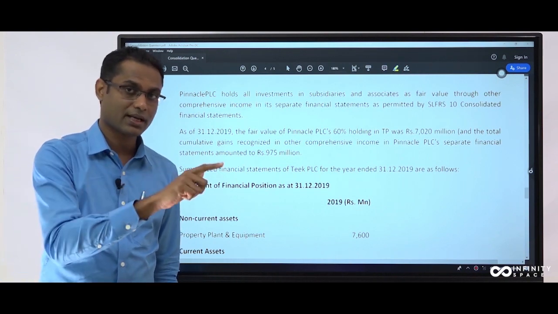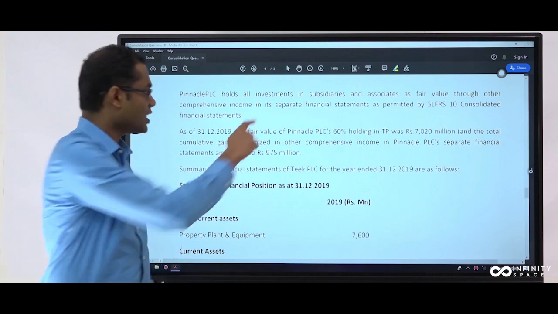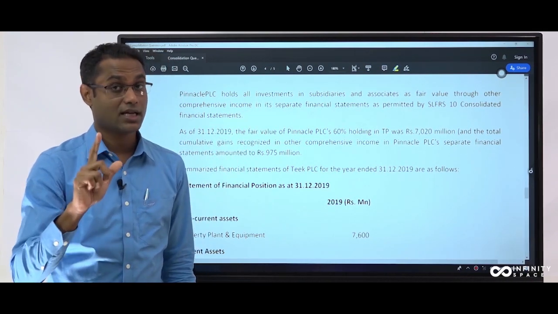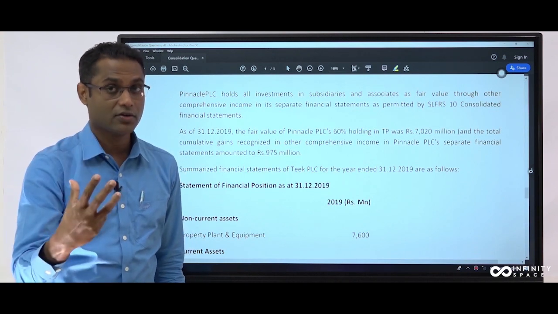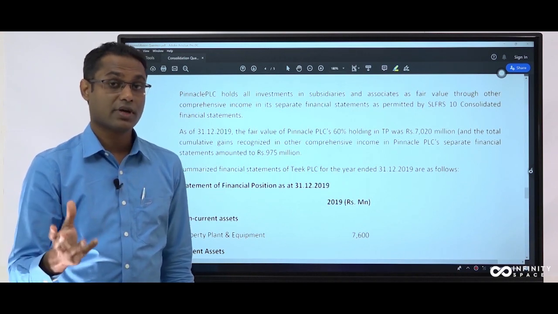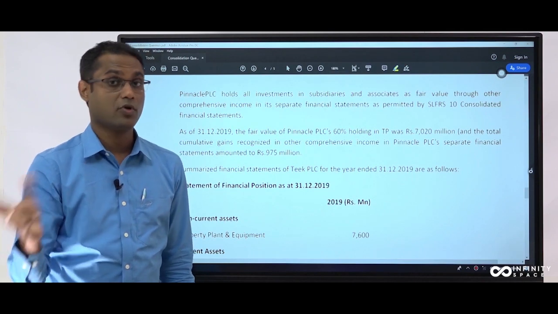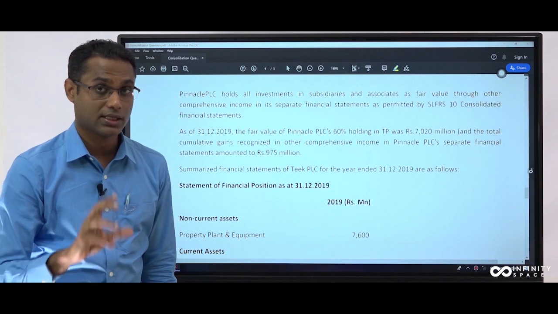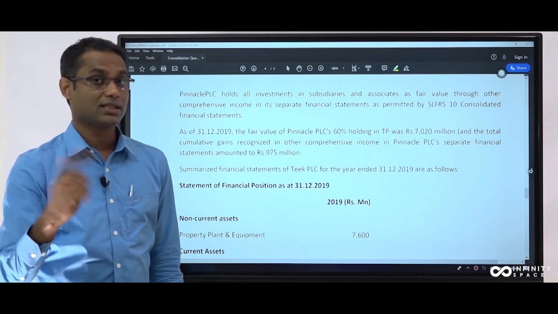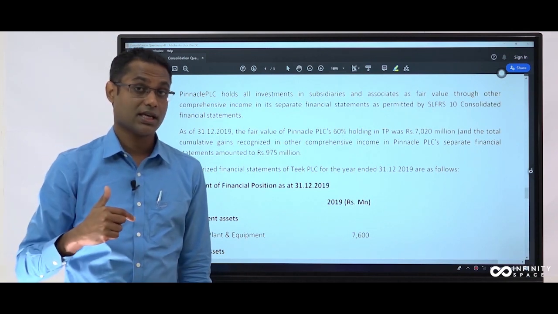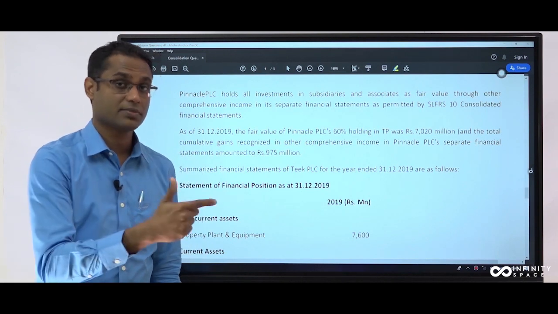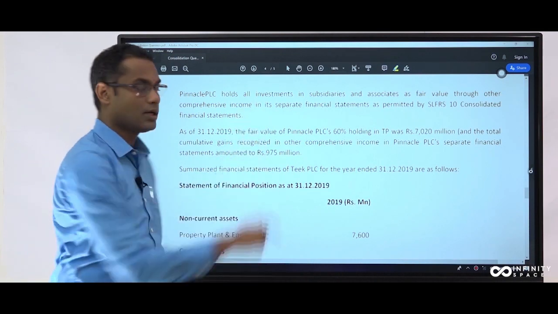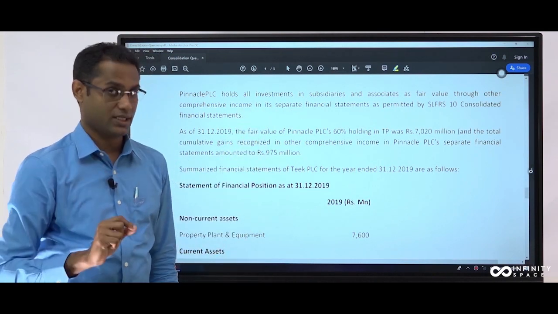One is the parent can account for that at cost. Second choice, what is used here, is to account for that as per SLFRS 9, measure it at fair value, and the fair value changes you can recognize in other comprehensive income, or else in profit or loss. In this case, fair value gains and losses have been taken to other comprehensive income. And the third choice is that in the separate financial statements, the parent can equity account the investment in subsidiaries, associates or joint ventures. Remember here, the parent company has used the second choice.